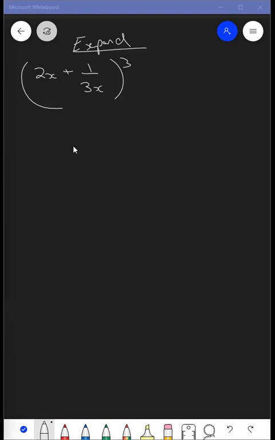Solve it quickly. Sir, it is not solving. What is not solving? A plus b the whole thing cubed. You have learned this, right? Just use that identity and solve it. Have you learned the identity?